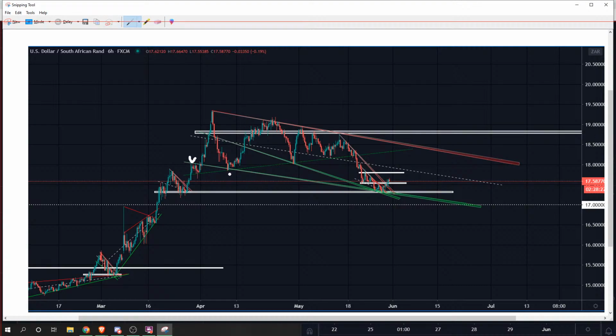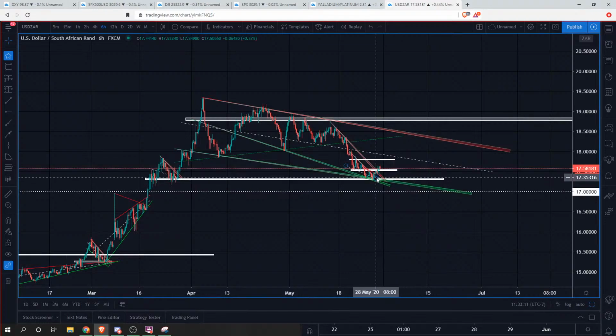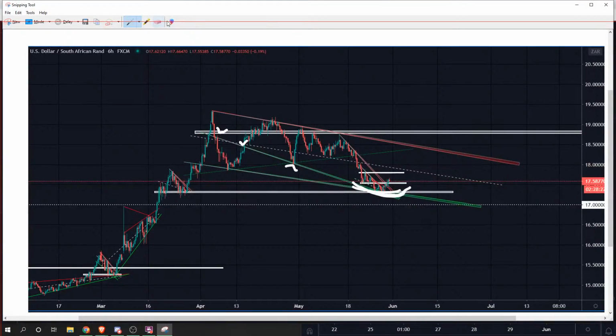So then we got a nice level of resistance turned support, and then we got a potential third touch right here. And then we also have an expanding price action pattern, and then we also have a nice level of support. So I'm trying to find this nice level of confluence around the 17.35 range for USD ZAR.